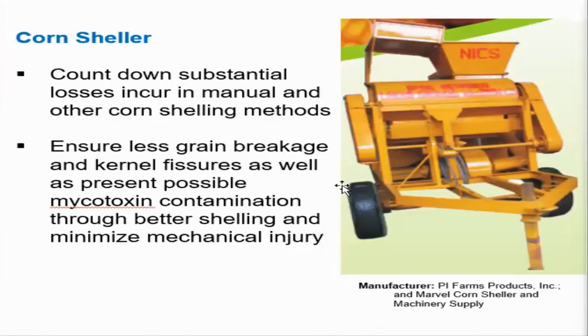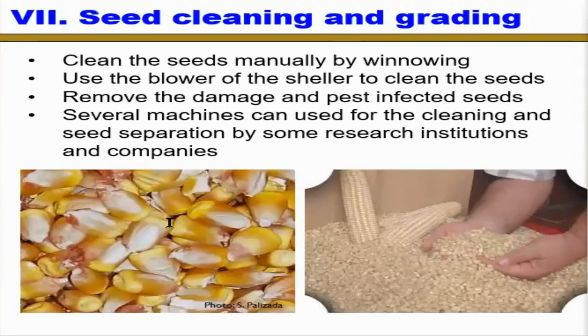This is a new typical type of corn sheller that reduces substantial losses in your corn compared to manual and other corn shelling methods. It ensures less grain leakage and kernel fissures, as well as less presence of possible mycotoxin contamination, through better shelling and minimized mechanical injury. So this was available in some post-harvest facility store.